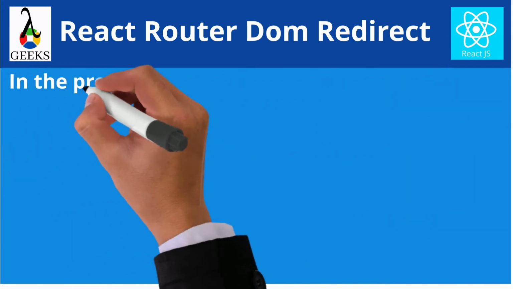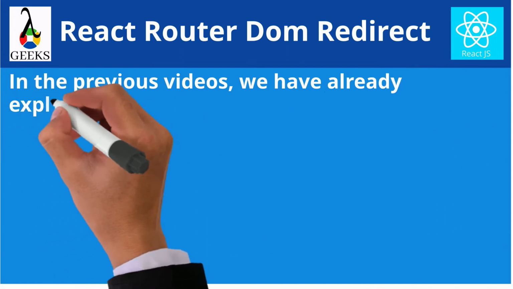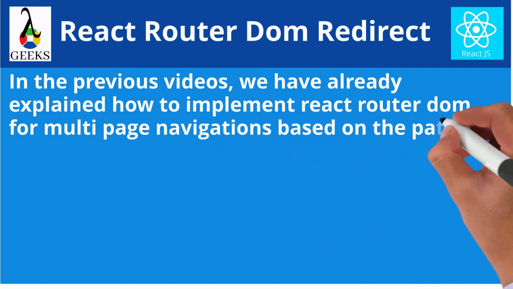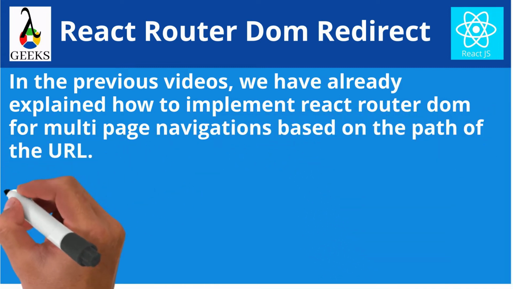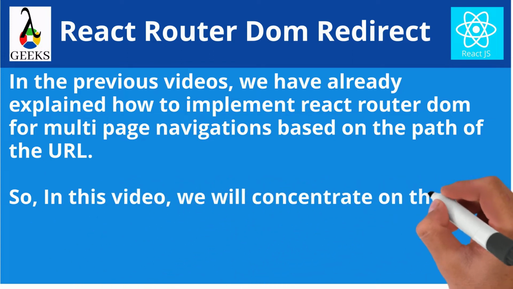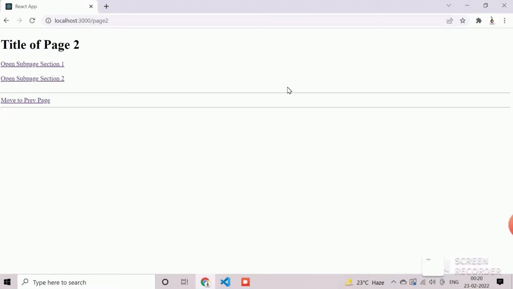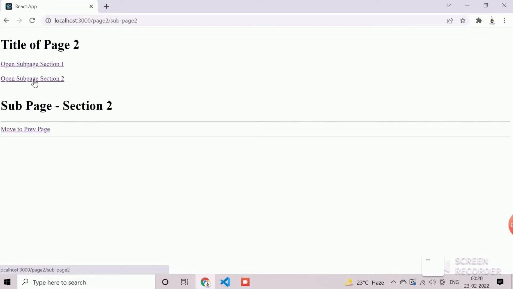In the previous videos, we have already explained how to implement React Router DOM for multi-page navigation based on the path of the URL. So, in this video, we will concentrate on the usage of the useHistory hook only. Let's start with the demonstration. First, understand the use case. Here, by clicking on any link, the related section will appear with a nested URL. We will add a third link here for redirect. By clicking it, we will reach the corresponding component and redirect to the home page by checking the path of the URL.